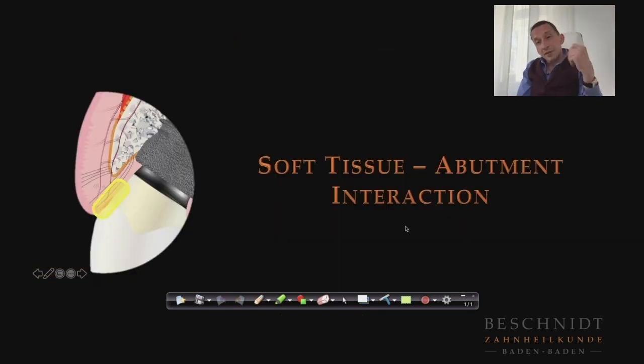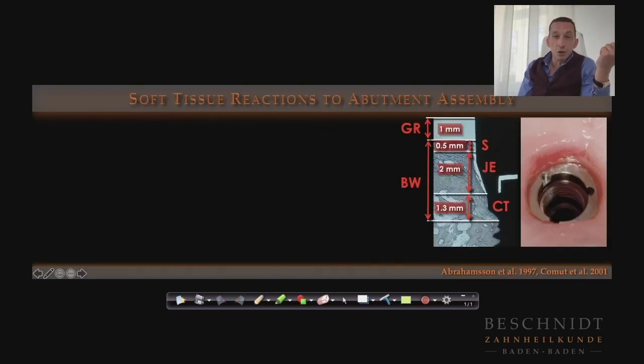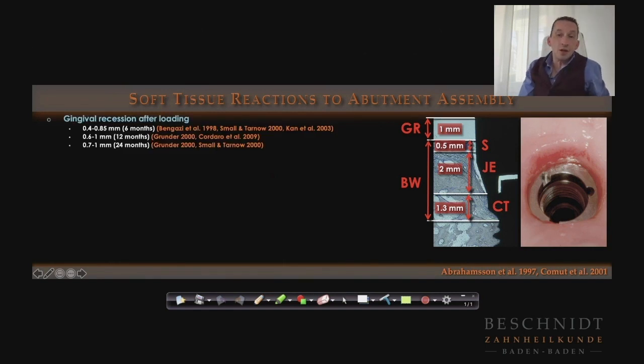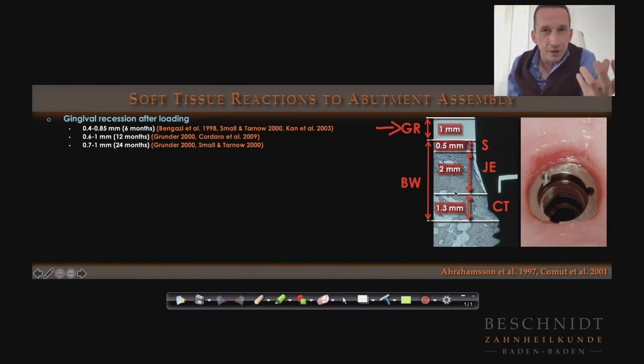What happens on the soft tissue side? Looking at the soft tissue reactions after abutment assembly. We know from the literature that we are going to have a gingival recession of 1 millimeter after loading. This we are going to have due to a kind of establishment of a scar tissue. And scar has the tendency to shrink. And this shrinkage brings 1 millimeter of gingival recession.